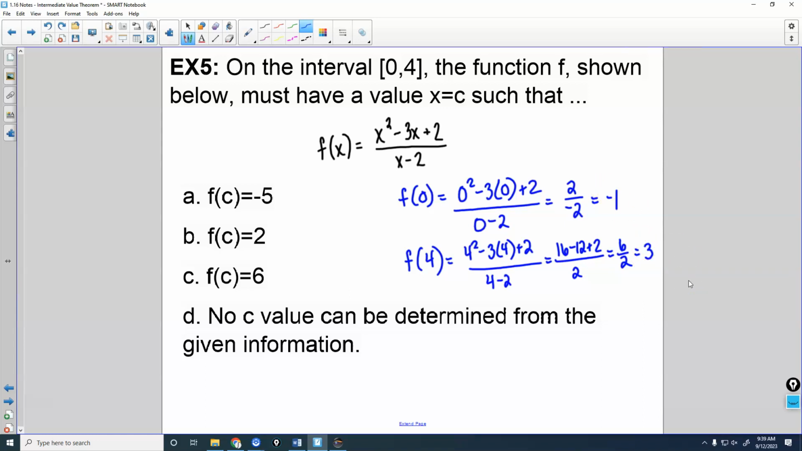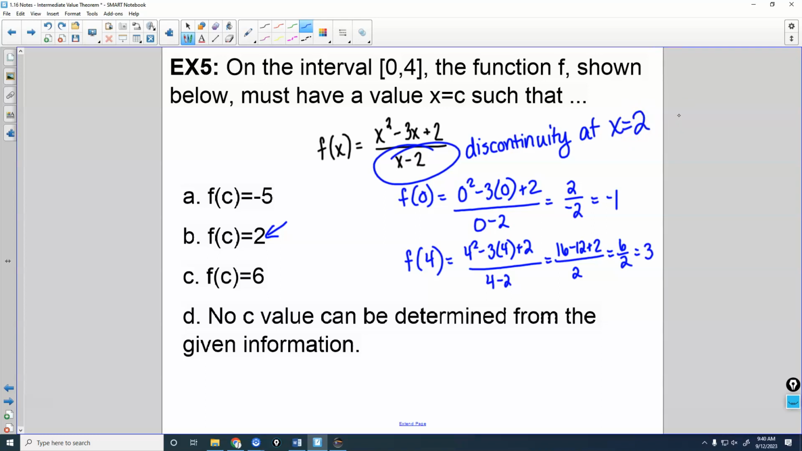Which value must happen? Feels like B? It's not B. This is a trick question. It's D. Why is it D? Discontinuity at x equals 2. I actually did forget to check that.